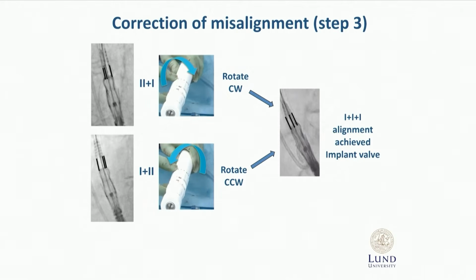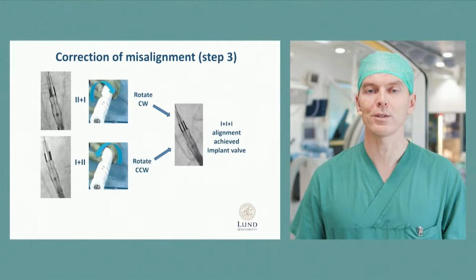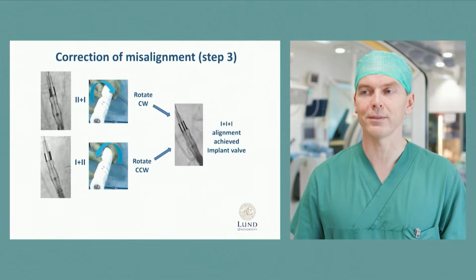Conversely, if you're in a 1 plus 2 configuration, you do the same thing, but you do a counterclockwise rotation of 180 to 270 degrees, and then slowly watch the stalks traverse into a 1 plus 1 plus 1 configuration, and then you implant the valve.